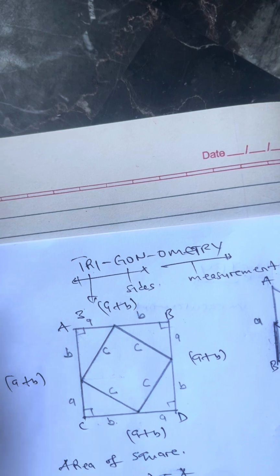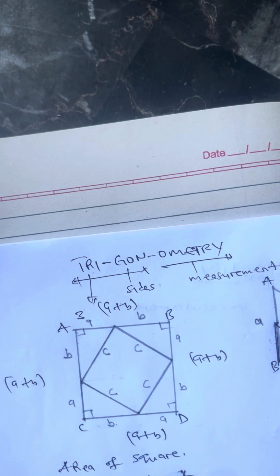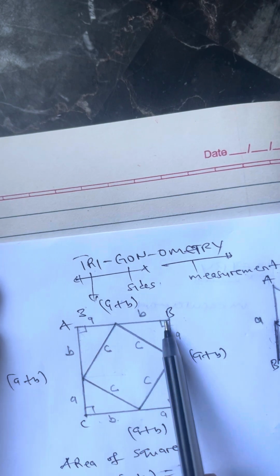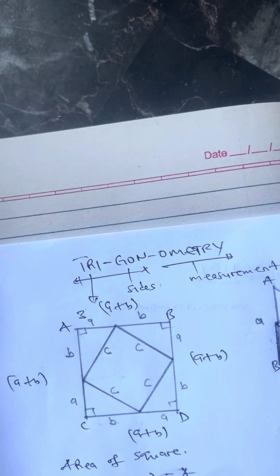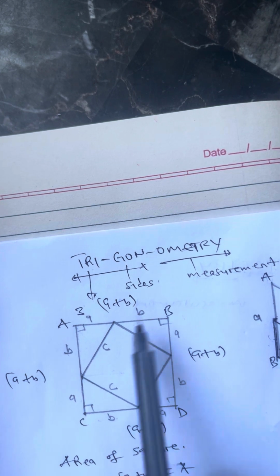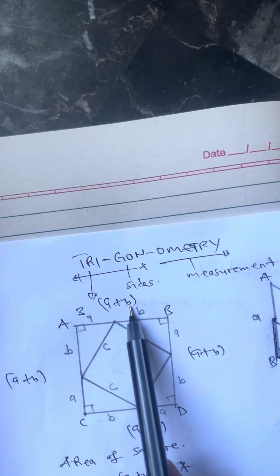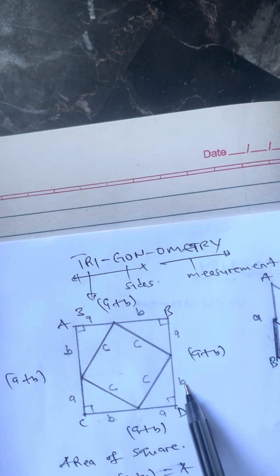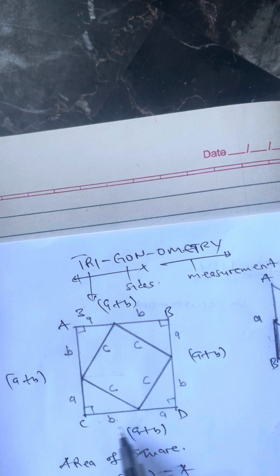These four right-angled triangles, when arranged together, give a square shape, whereby this side will be A plus B, and this side will be A plus B, and this side will be A plus B, and this side will be A plus B.